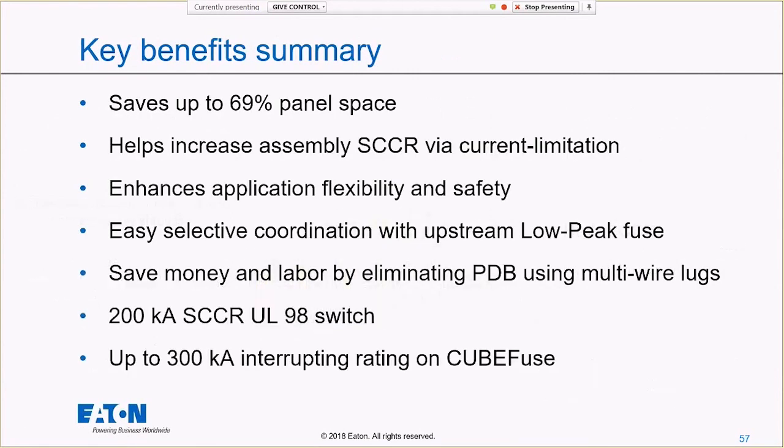So right, some key benefits of this product line, right? You save a ton of panel space, increase your short circuit current rating because they're current limiting. They'll have really good ratings with your downstream fuses, and they themselves have a high short circuit current rating. You can have enhanced flexibility since you can underfuse any of these. Save yourself money and labor by eliminating the power distribution blocks and using multi-wire lugs. 200K, right? It's a UL98 switch, so it can be used in that main. It's 200K rating, so really, really good benefits to using these. Really going to help you with your panel short circuit current rating and fit everything into a smaller panel size.